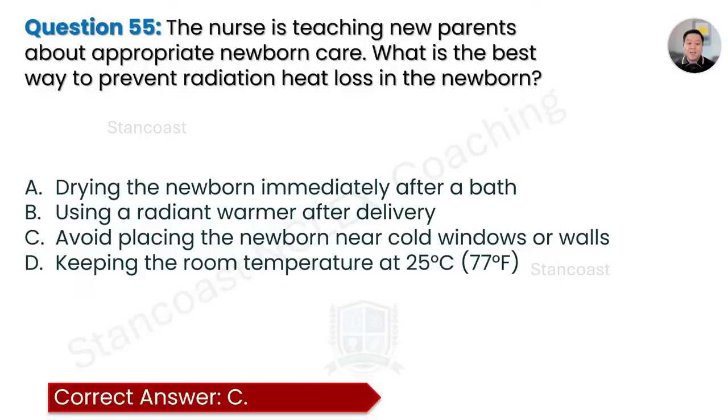Now, letter A is one of the incorrect options. Drying the newborn after a bath prevents evaporative heat loss, not radiation. B is also incorrect. Using a radiant warmer prevents radiation heat loss, but is not always feasible outside the delivery or nursery setting. And letter D, maintaining the room temperature helps with convective heat loss caused by air circulation, but it does not specifically prevent radiation.